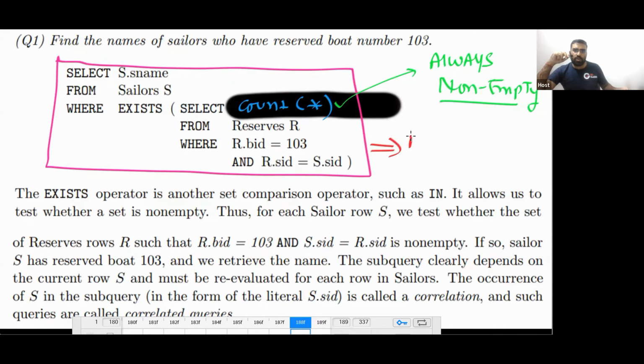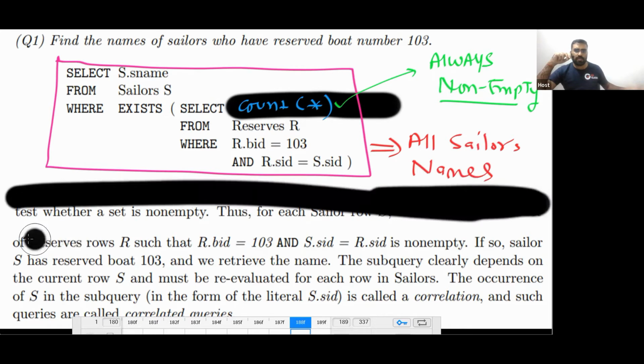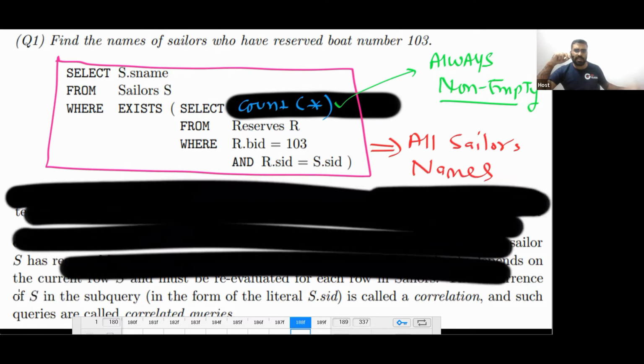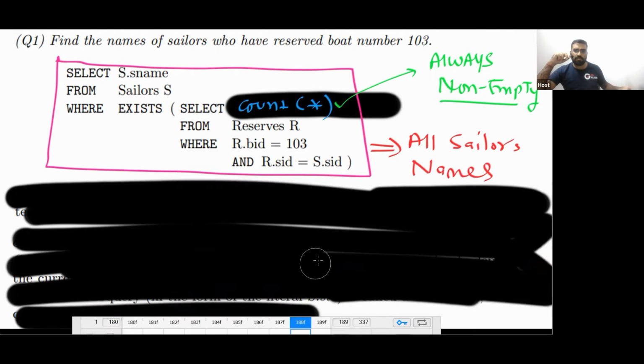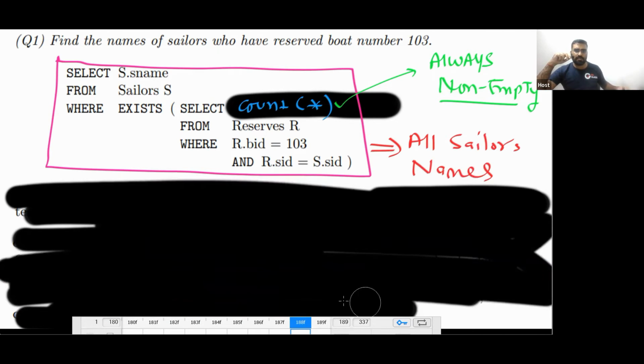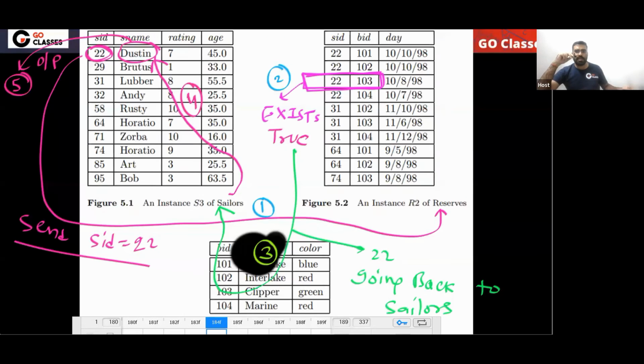Now this query will give all seller names. Yes or no? You will get all the seller names in the output. Okay? Clear? In a very step-by-step manner, I have told you all these things. Is this understood? Tell me.